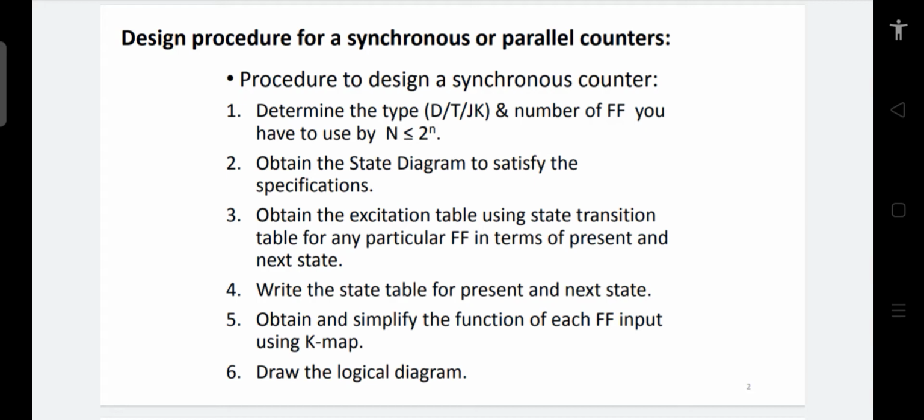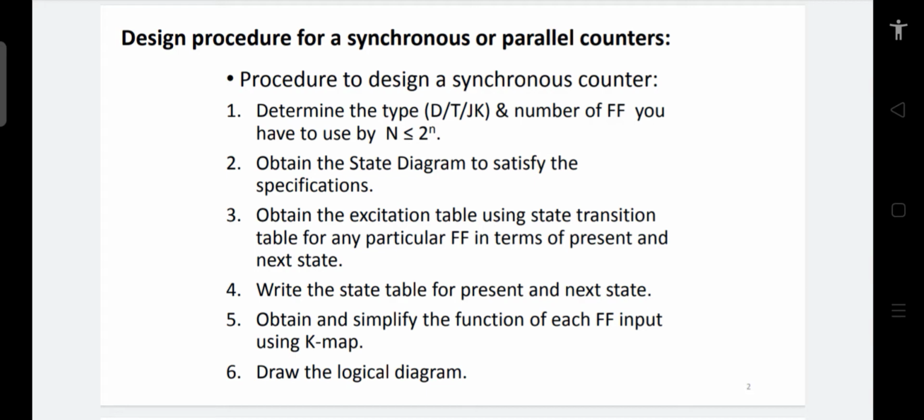So we will understand the whole procedure with the help of certain examples. But let me first give you the general procedure, and then we will continue with that also. So first we write the state diagram, then we write its excitation table and the state transition table.